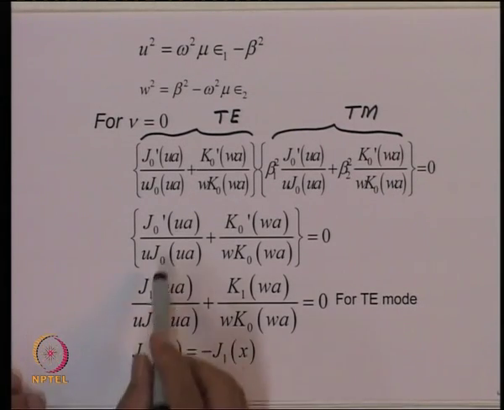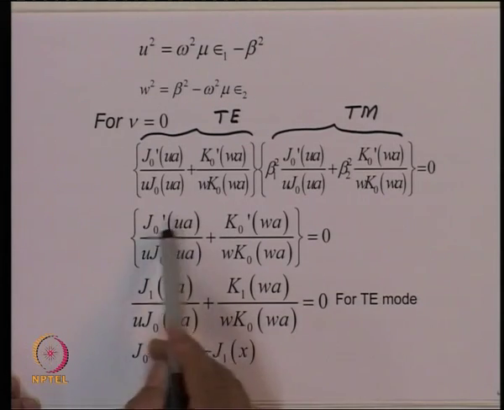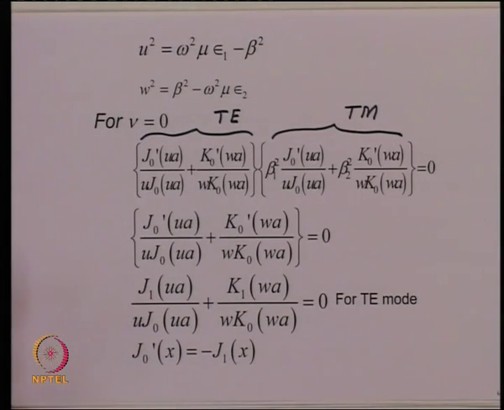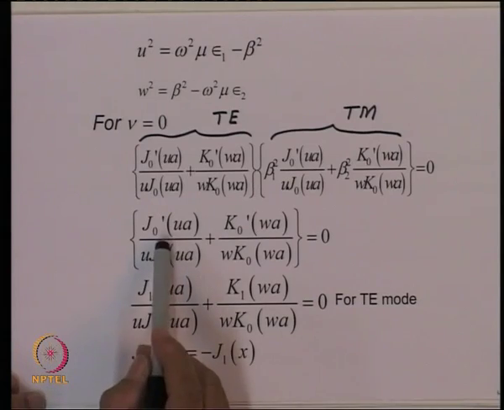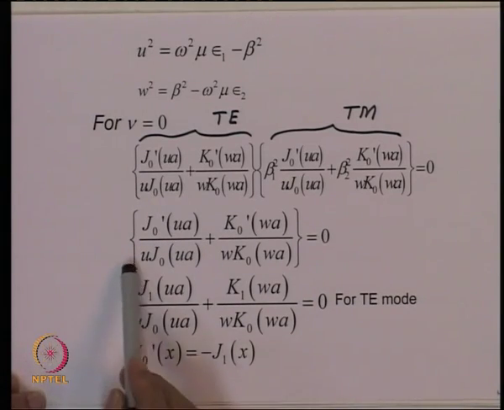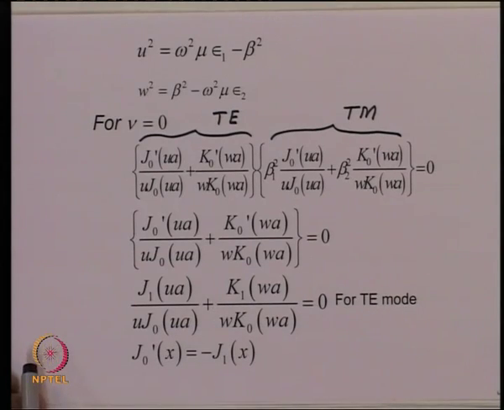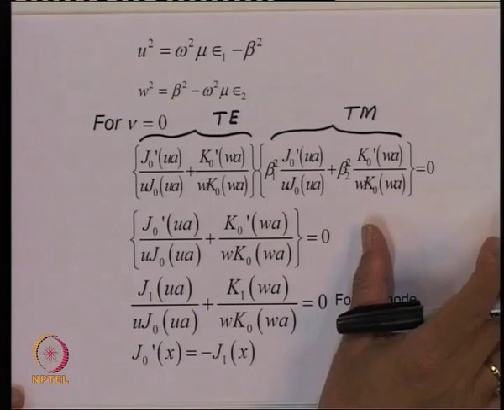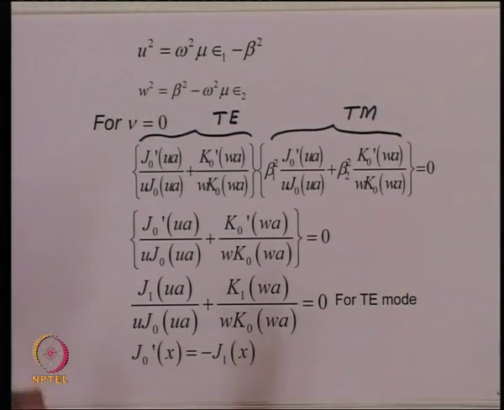And what we can do is use the recurrence relation for finding the derivative of the J function. So J0 prime x is nothing but minus J1 x, and the same is true for K also. If I substitute into this, we get the characteristic equation for the transverse electric mode, which is given by this. An important thing is that the transverse electric mode is always going to be circularly symmetric. Similarly, if I take this bracket and equate it to 0, we get the characteristic equation for the transverse magnetic mode.